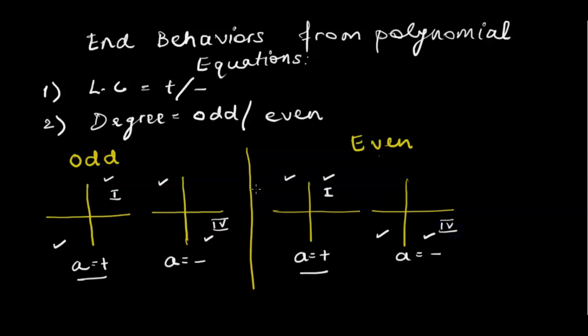Or we can just memorize this. Odd degree is third to first with a positive and second to fourth with a negative. Even degree is second to first with a positive and third to fourth with a negative. Just remembering these would help us write the end behavior when we are given the equations.